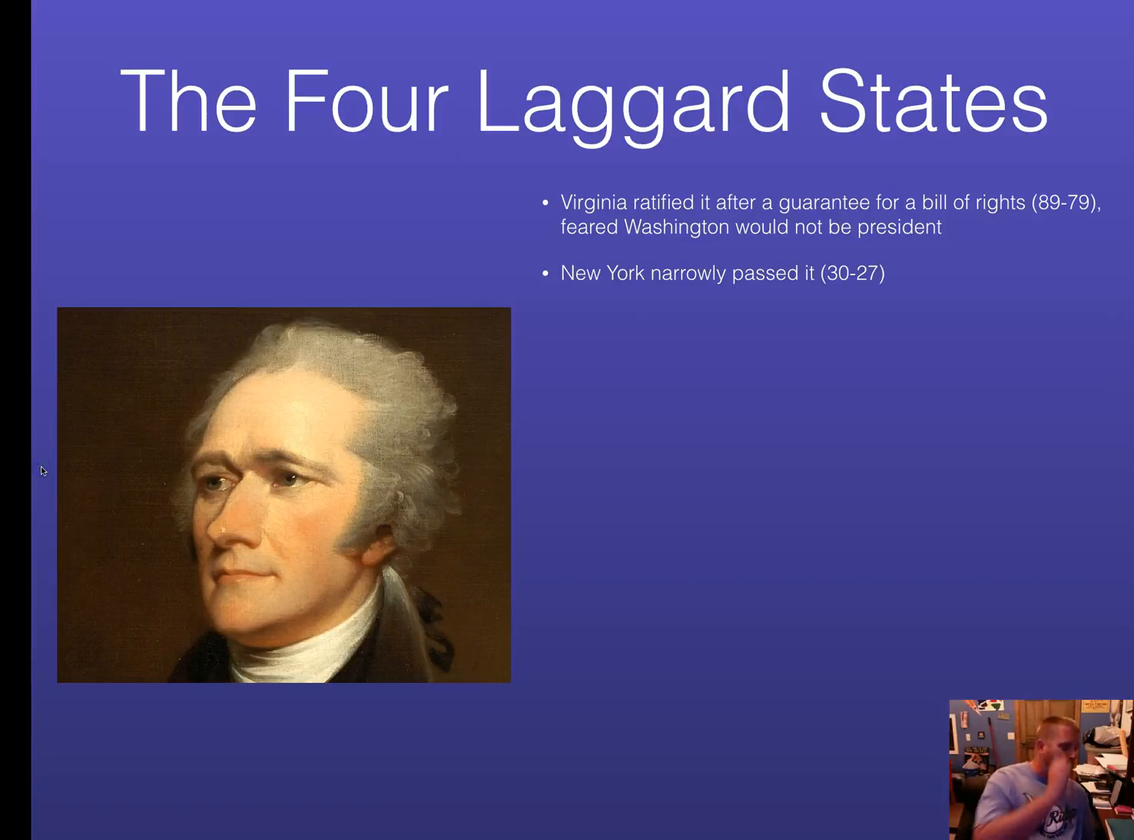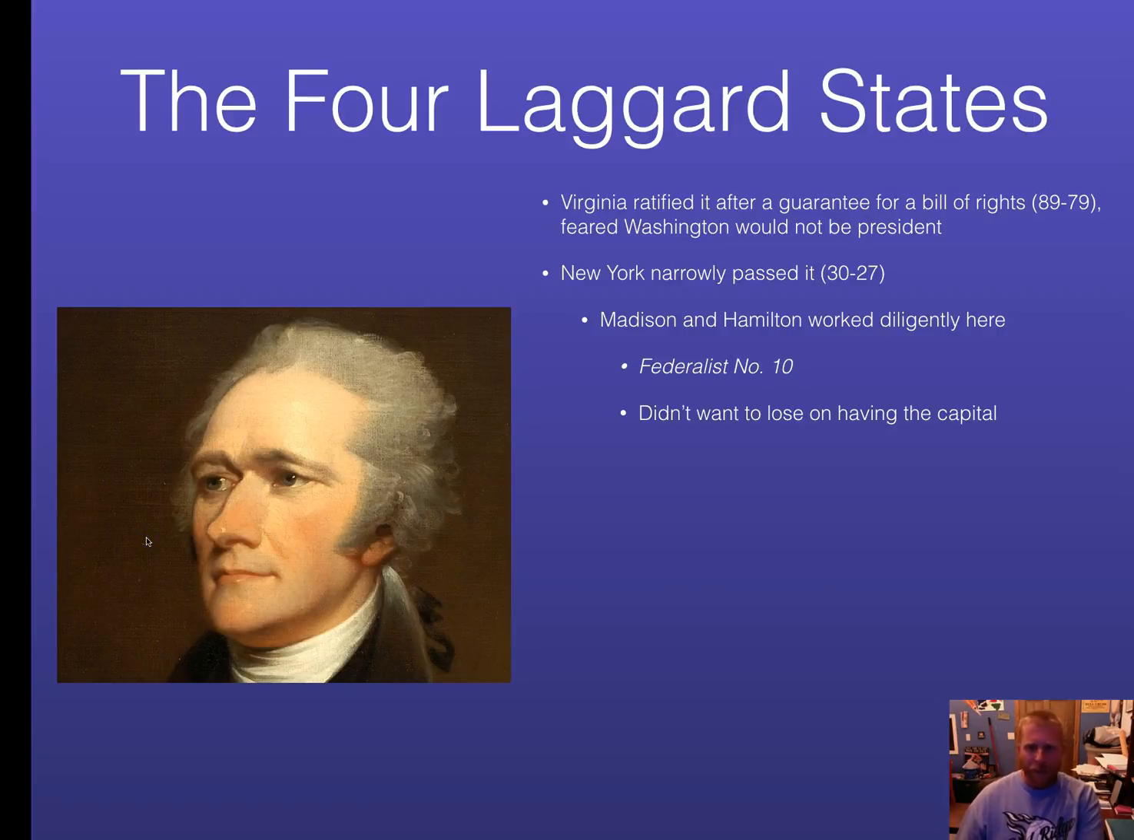New York narrowly passed it, even though the Anti-Federalists also had a majority, by 3 votes. Madison and Hamilton, friends at the time, worked diligently there. They wrote paper after paper, influencing, debating, trying to get whatever they could to get New York to pass it. Federalist Paper number 10 is the most influential in terms of turning the tide of voters to ratify this new government. They also didn't want to lose having the capital.